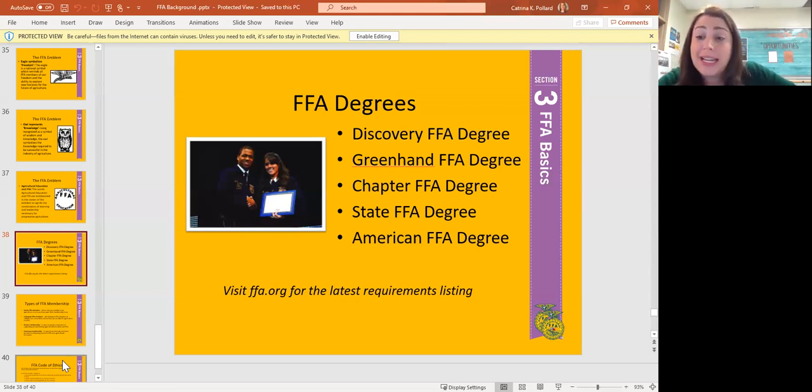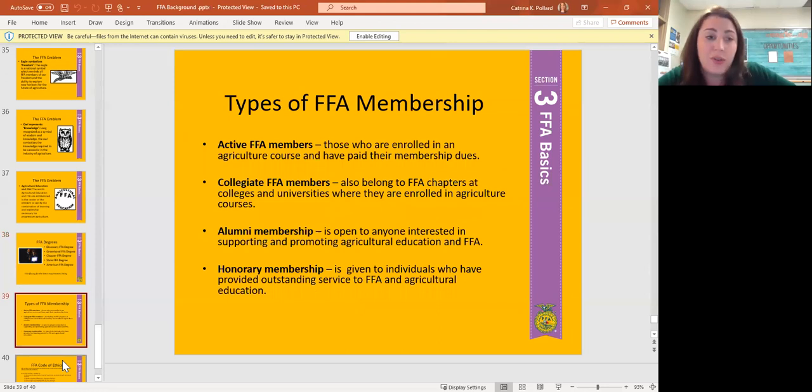And then the final one is your American FFA Degree. This is the highest award that an FFA member can get. Only 10% of FFA members ever achieve the American Degree award. It's a big deal, okay? Big deal. And you go to National Convention to get that.